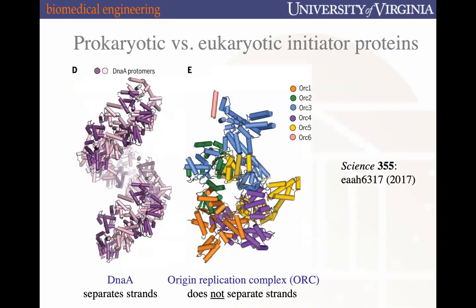So in prokaryotic cells, a key initiator protein is called DnaA. DnaA is capable of separating the DNA strands. In eukaryotic cells, the initiator protein is called the origin recognition complex. It's this hexamer protein complex that's characterized by ORC1 through 6. And so in mammalian cells, ORC does not separate the strands. ORC does not melt the DNA strands themselves. Whereas in prokaryotic cells, DnaA, that initiator protein, can.